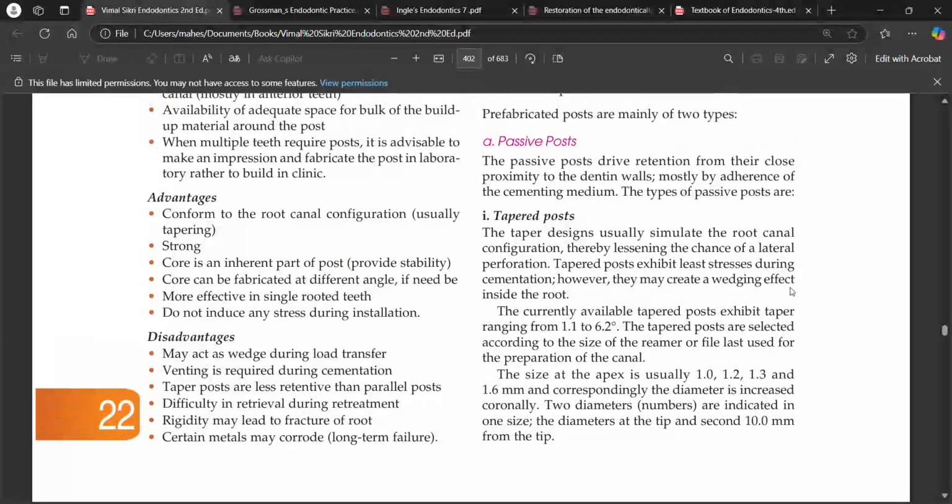Advantages are that they conform to the root canal configuration, usually tapering. Strong core is an inherent part of the post, providing stability. The core can be fabricated at different angles if need be, more effective in single rooted teeth. Do not induce any stress during the installation. Disadvantages: may act as a wedge during the full load.